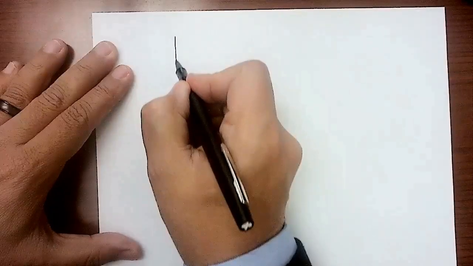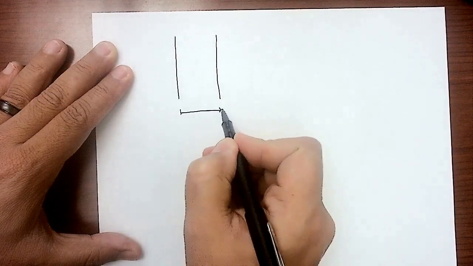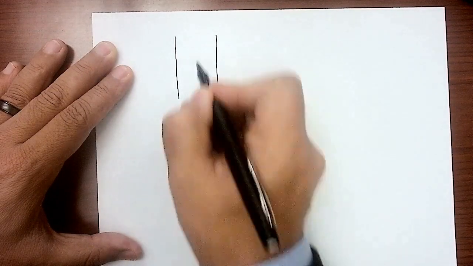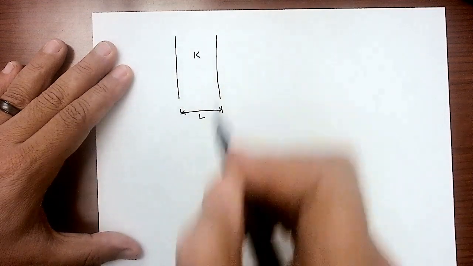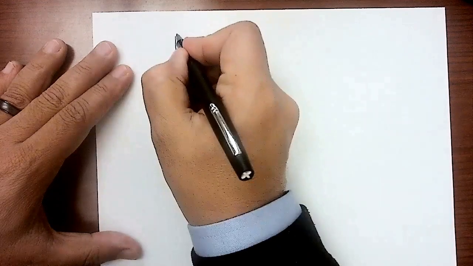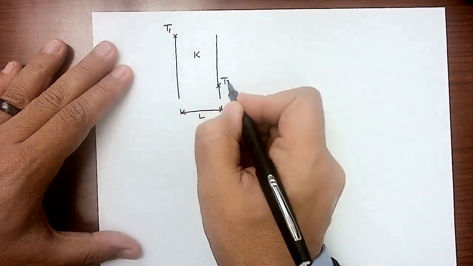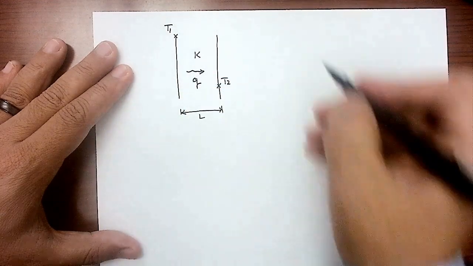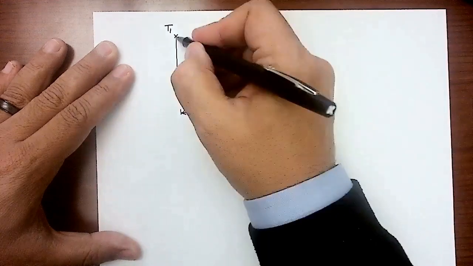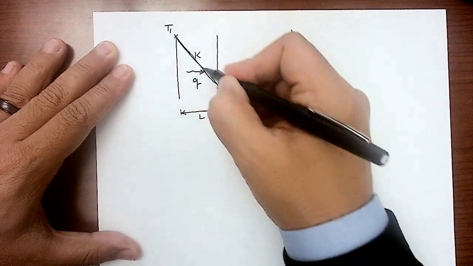Originally, we used to have a wall with thickness L, thermal conductivity K, and an area going into this body here. And we have T1, T2, right? And there is conduction going through, and that temperature is changing linearly, it's a line.